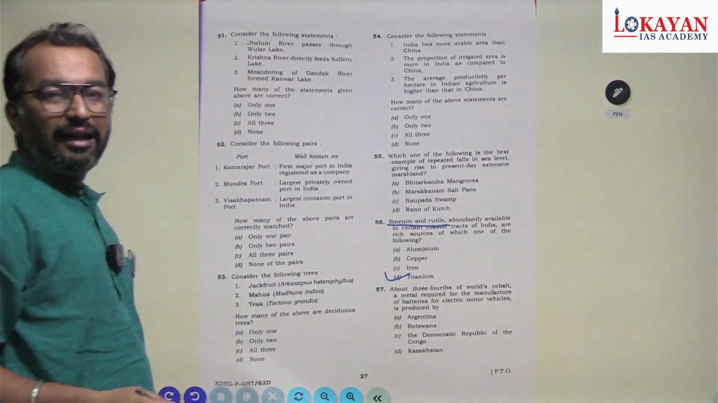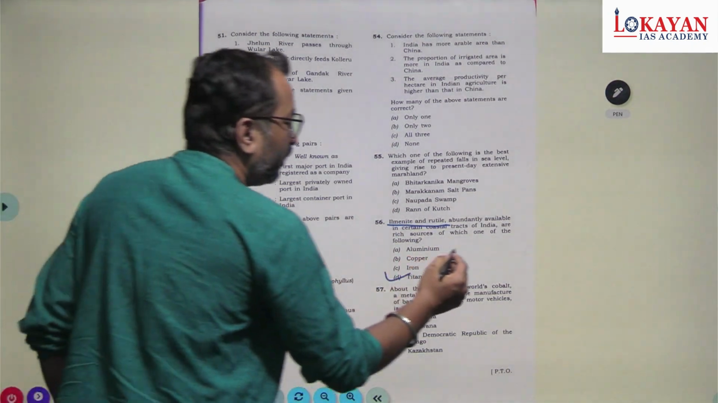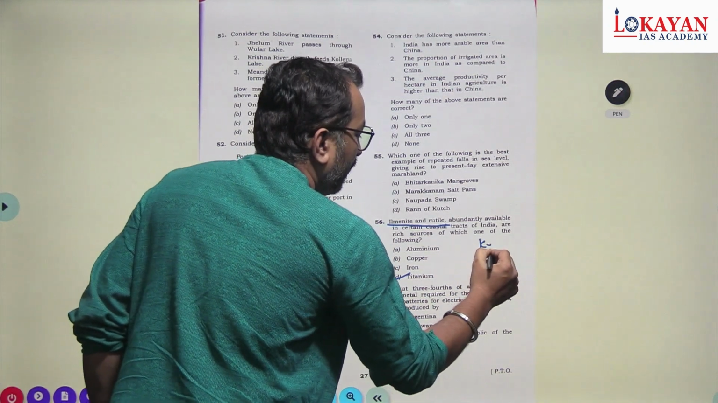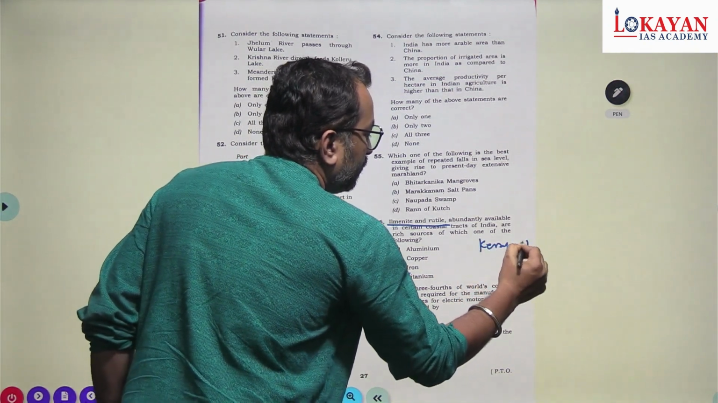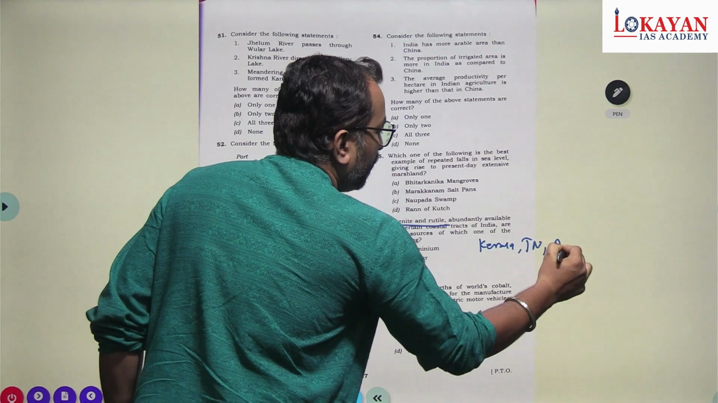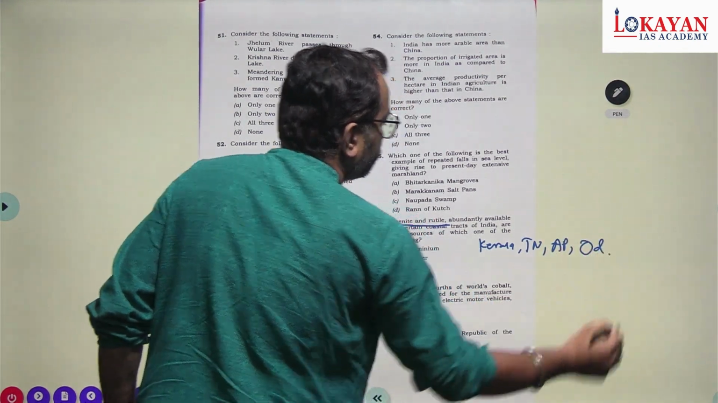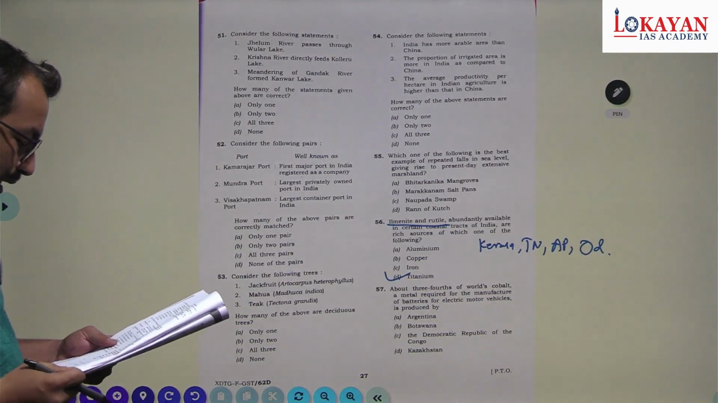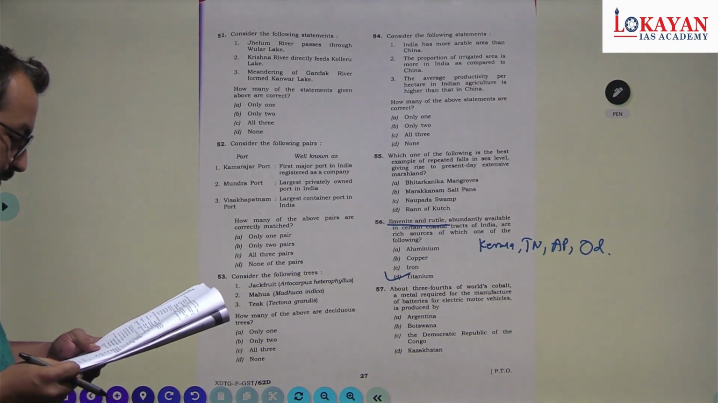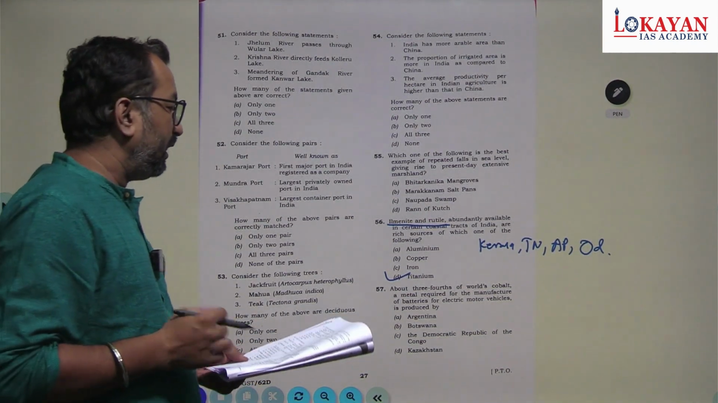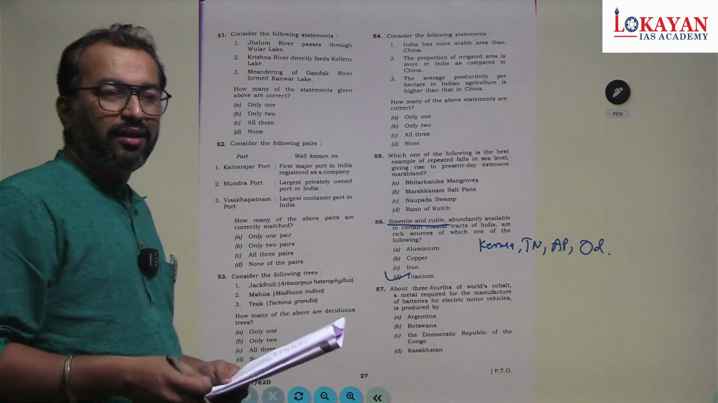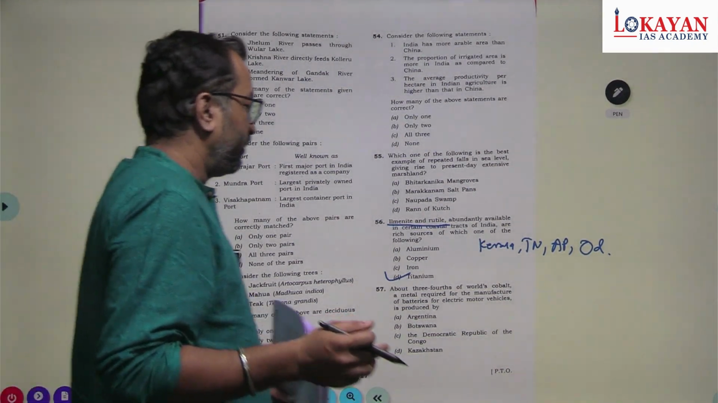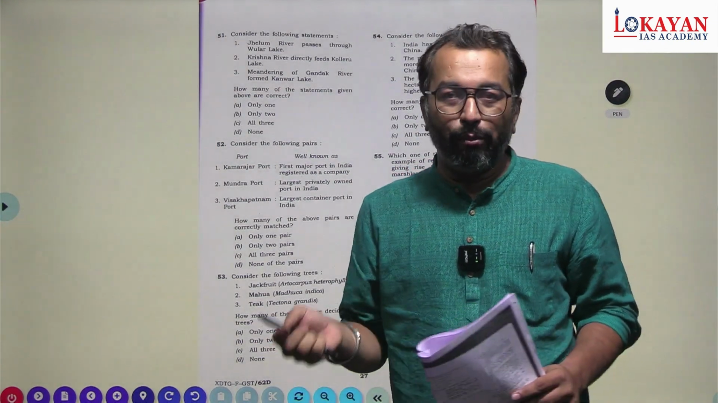Answer is titanium. Titanium is found in the coastal area of Kerala, Tamil Nadu, Andhra Pradesh, and Odisha. Right? So answer is titanium. Titanium is used in surgical operations. It is useful in connecting bones.